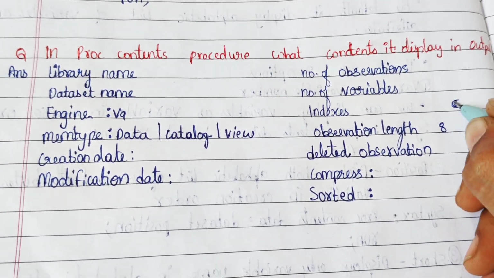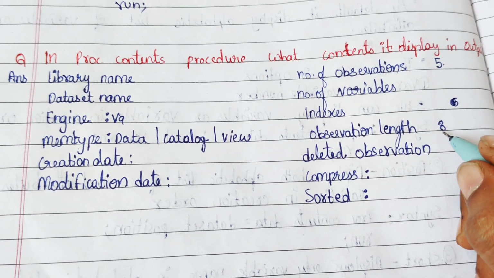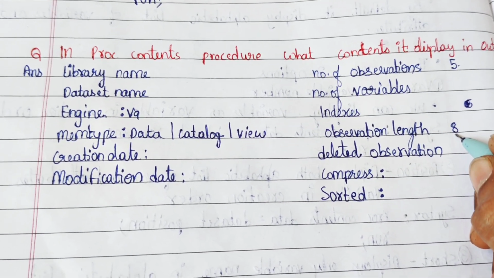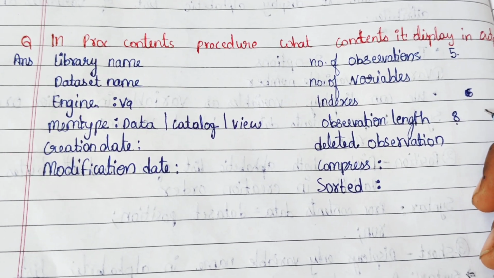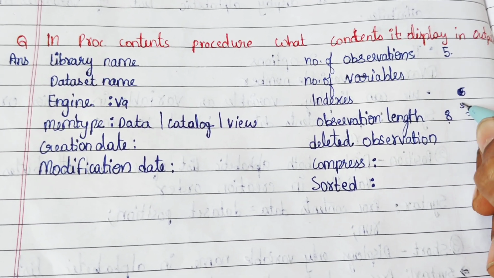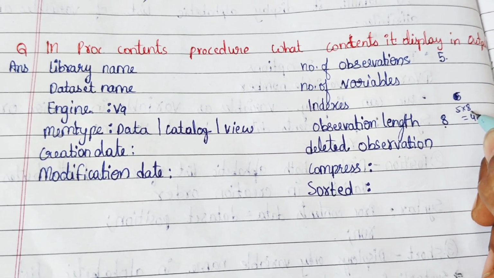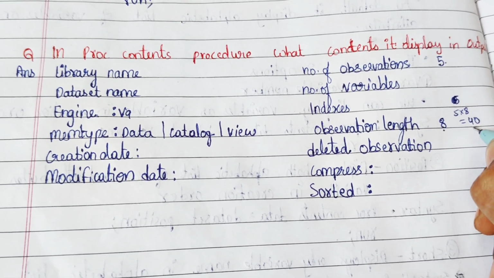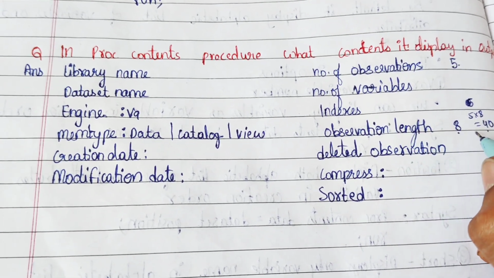I am writing the number of observations here. If you have 5 observations, then my observation length is 8. So 5 into 8, what will be the answer? 5 eights are 40. So it will give you 40 as the answer. It will give observation length is equal to 40.